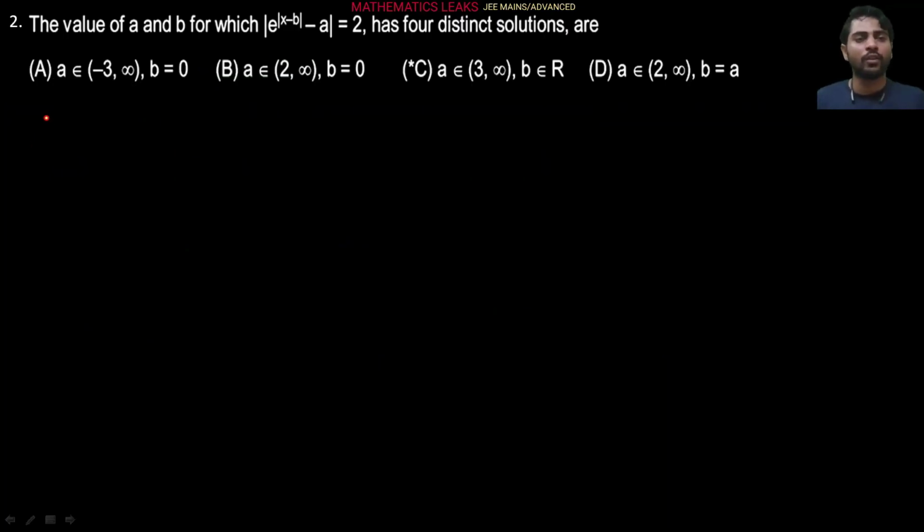Next question: the value of a and b for which mod of e to the power mod of x minus a is equal to 2 has 4 distinct solutions are. So 4 options are given. So let's draw the graph of the given function. From there we can easily pick the correct options, correct?